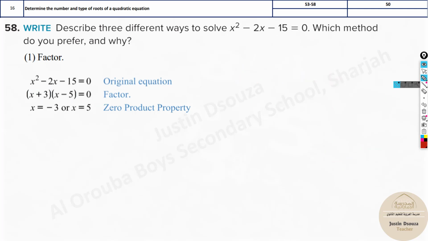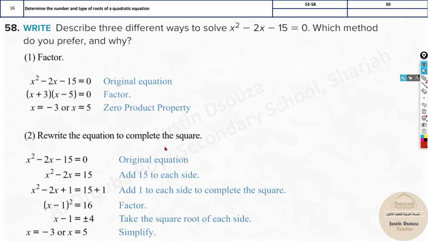Now, this is the one which you should prefer because this is the easiest of all. Now, there is one more method, that is completing the square. It's fine, you can do it, but it's just a difficult method, I can say. But we have done completing the square in the previous questions. Please go back if you want. I'll just tell you quickly.